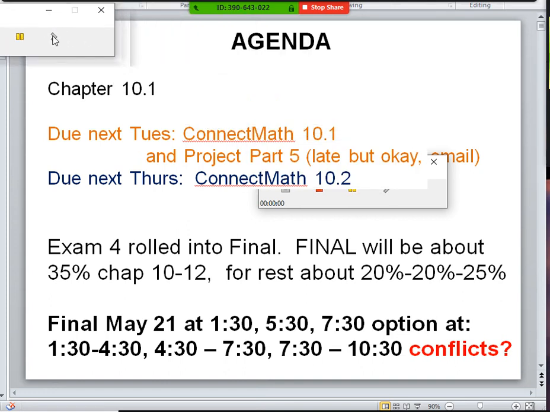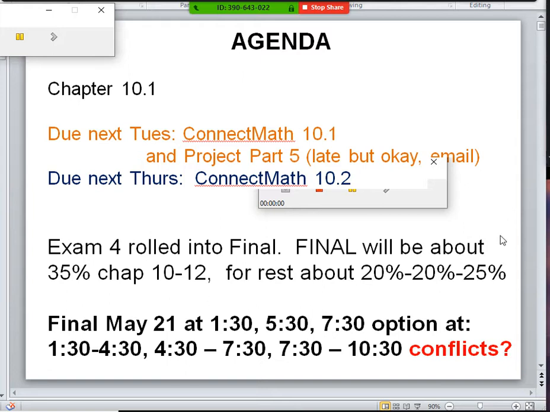All right, so let's see, a couple of things. First off, is everybody here yet? Who do we have? We've got some people, not a lot. 5, 11.